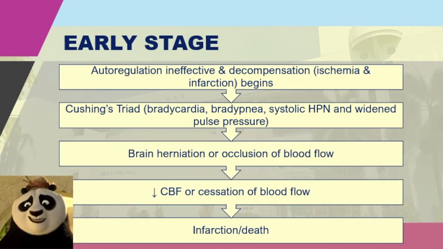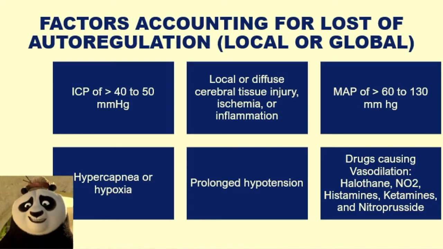Now, if this continues, brain herniation or occlusion of the blood flow would occur. Once either of these occurs, there will be a decrease in your cerebral blood flow, or worse, there will be cessation of your blood flow, resulting in or further aggravating infarction, resulting in the death of your tissues. Now, what are the factors accounting for loss of autoregulation?